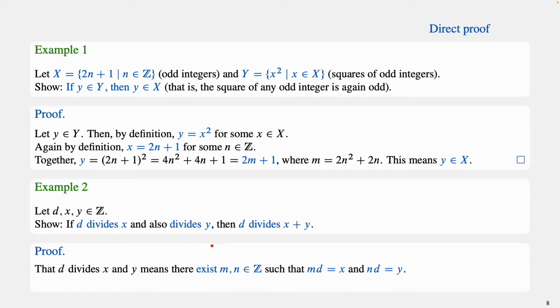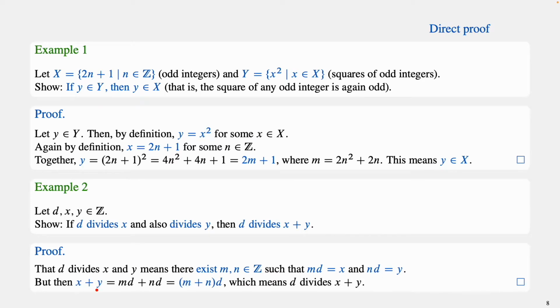So what do we wish to show? We want to show that d divides x plus y, the sum of x and y. So this means there must exist some integer k, such that d times k equals x plus y. And our plan is to use what we are given, namely that we can write x and y in this form, m times d and n times d, and plug this into the sum, and then hope that we can somehow see that d divides the sum.